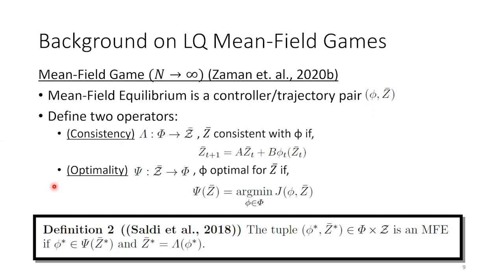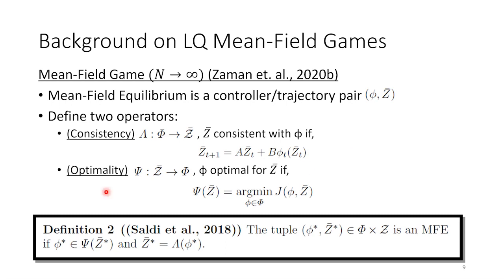So we define two operators, and I'll briefly summarize the idea behind them. The first one is called the consistency operator. It describes when a mean field z bar is consistent with a controller phi. Basically, if there are infinitely many agents following controller phi, then the mean field of the average behavior generated by that is z bar. So the consistency operator takes a controller and outputs the mean field generated by that controller, which we also call the mean field consistent with that control.